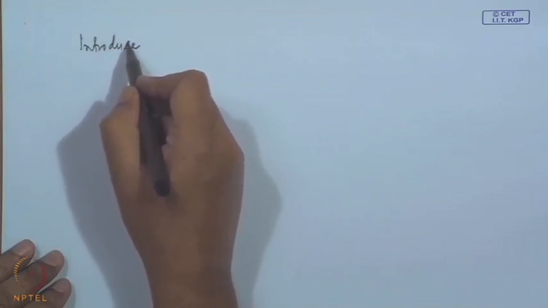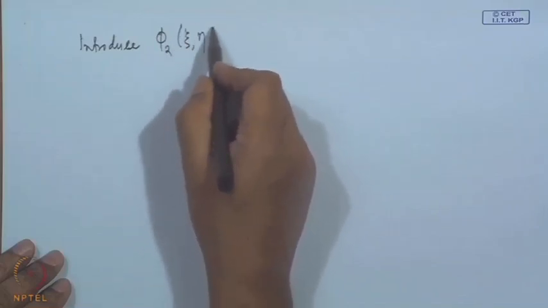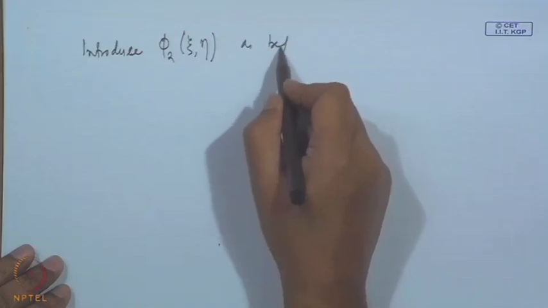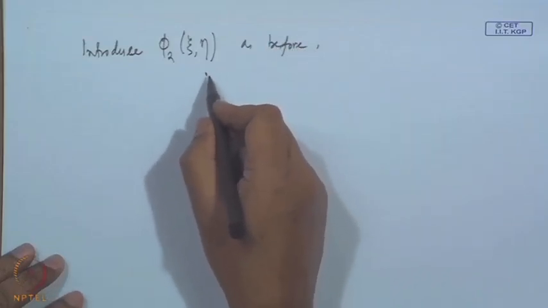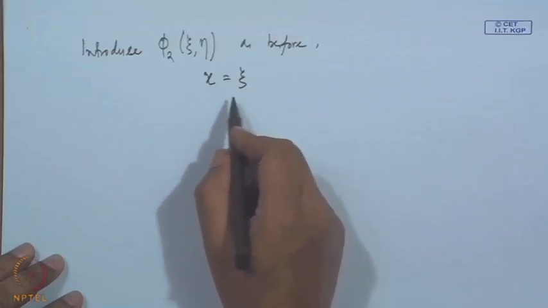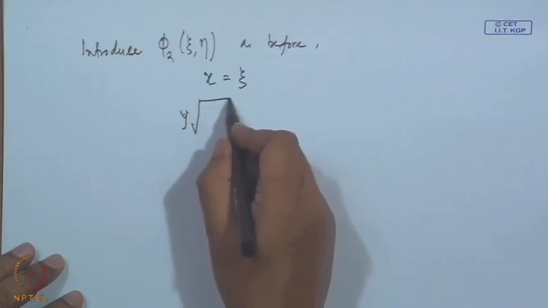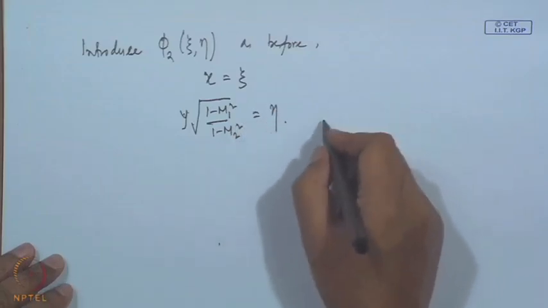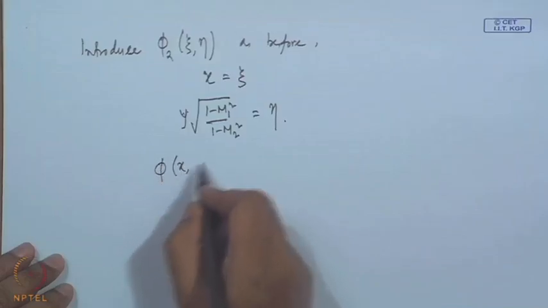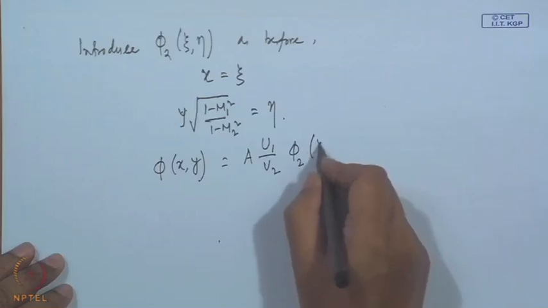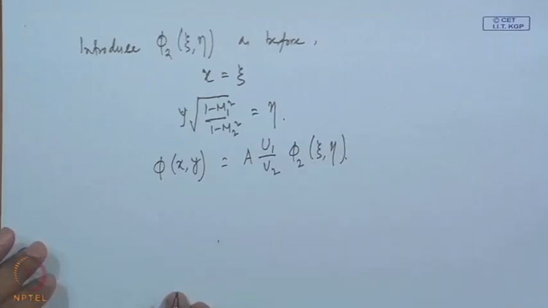Again introduce that phi 2 xi eta as before, that is x equal to xi and y root 1 minus m 1 square by 1 minus m 2 square equal to eta, and phi x y equal to a into u 1 by u 2 phi 2 xi eta.